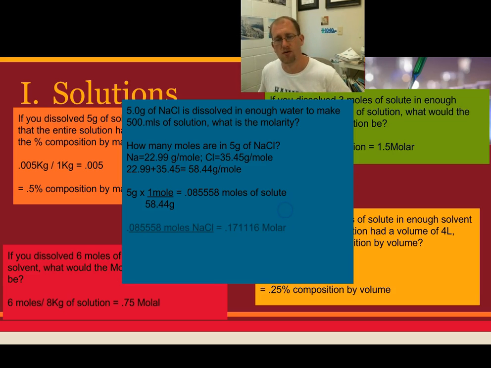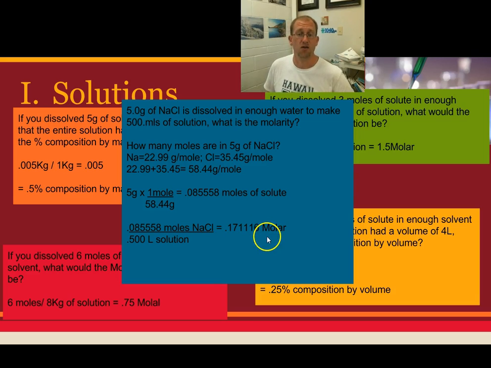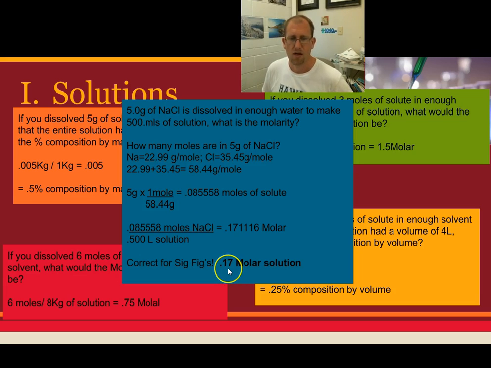Now, moles of solute per liter, right? And I have 0.5000 liters. Do the division, and I get 0.171116 molar, but I need to correct for significant digits. So here I have 2 sig figs, here I have 3 sig figs. I need to go to 2 sig figs, 0.17 molar solution.